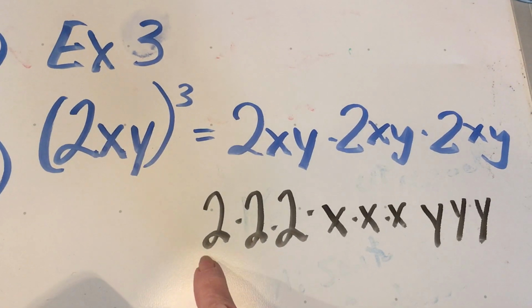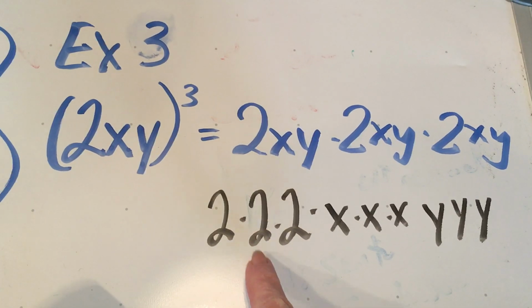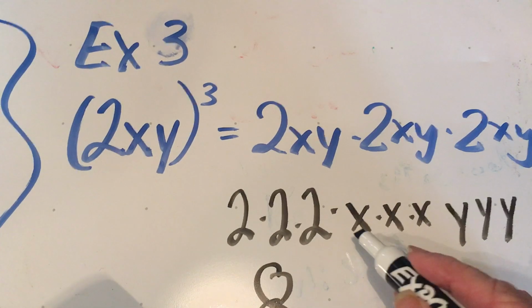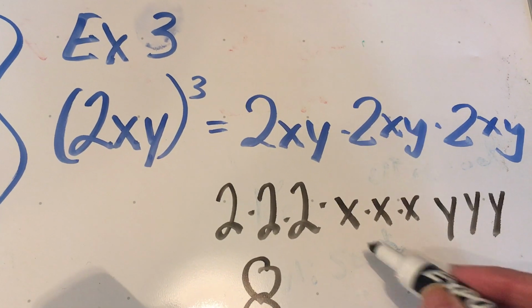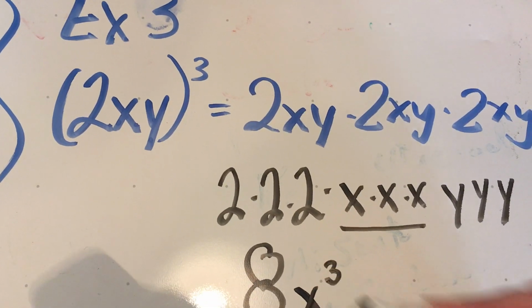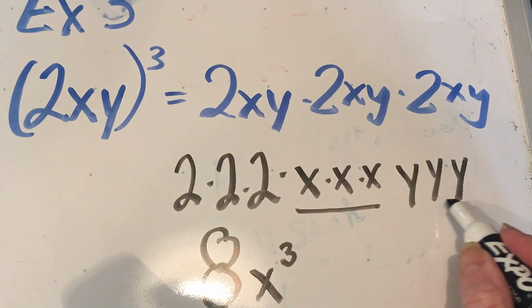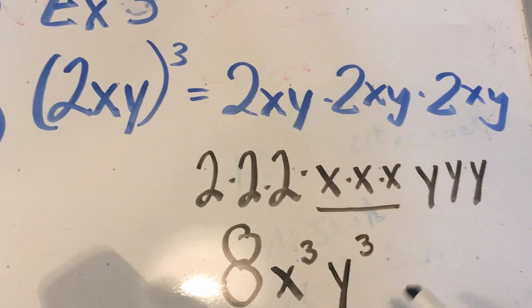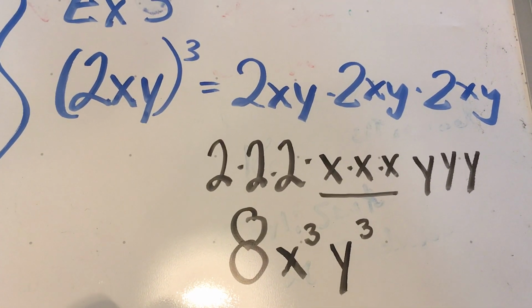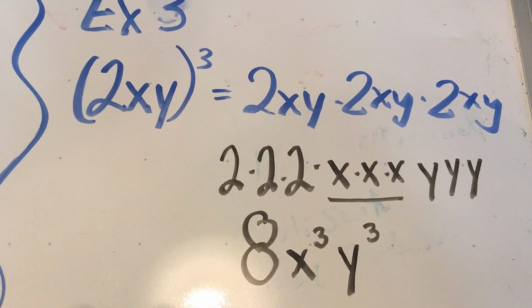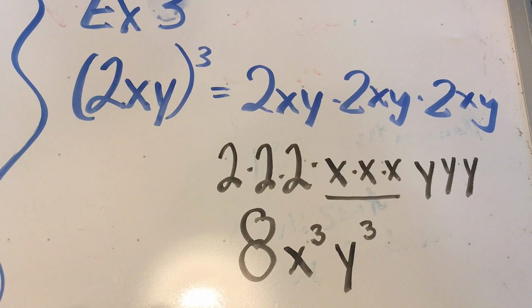We can multiply 2 times 2 and get 4, and multiply 4 times 2 and get 8. X times x times x, how many times are we repeating the multiplication of x? That would be 3 times. And y times y times y, we're multiplying y times itself 3 times. So our final answer there would be x to the third, y to the third times 8. We're putting the 8 first. Okay.